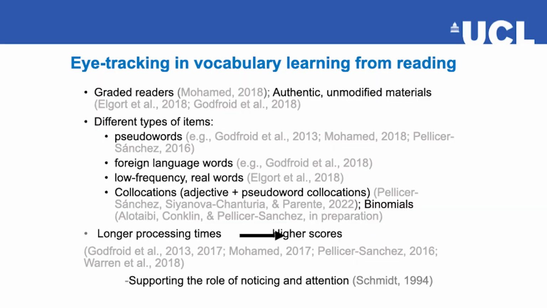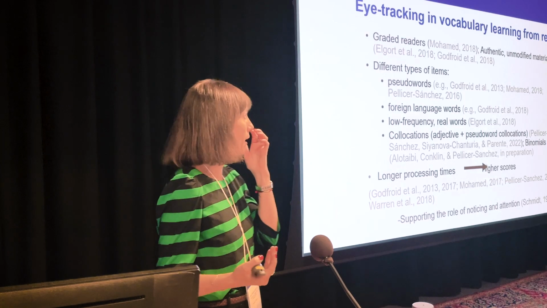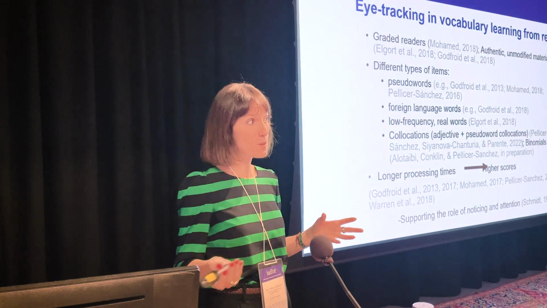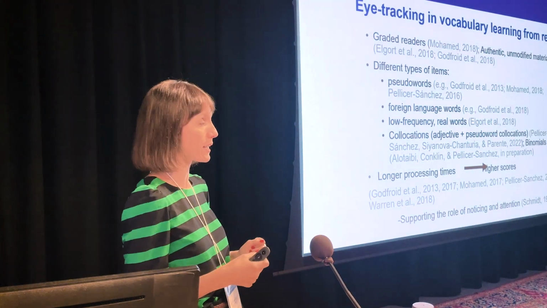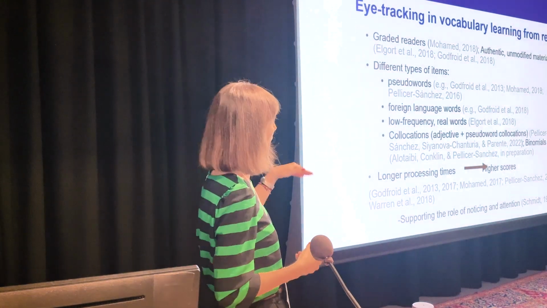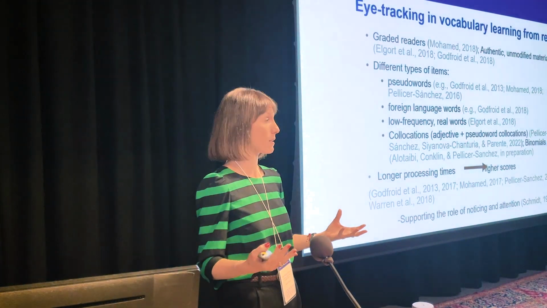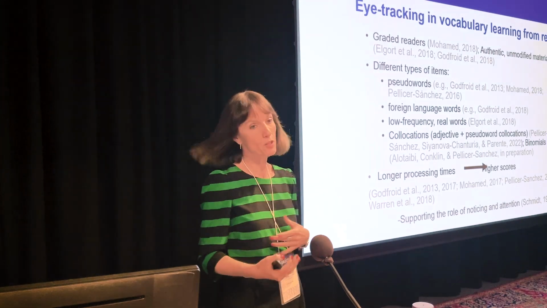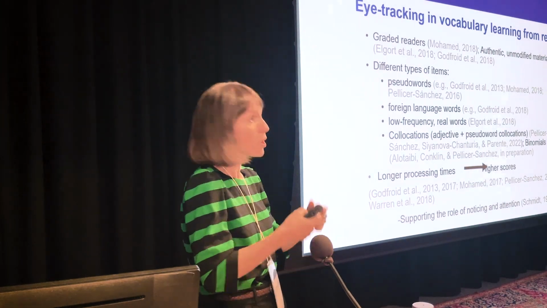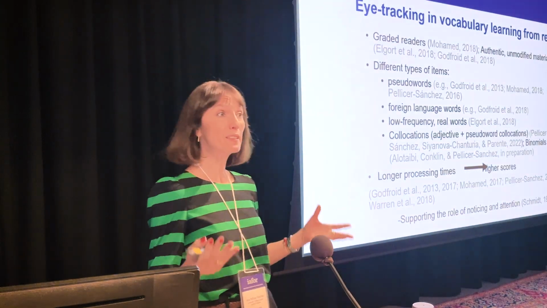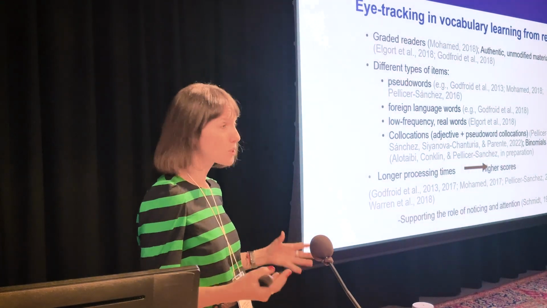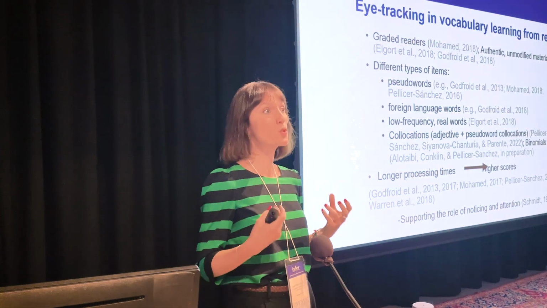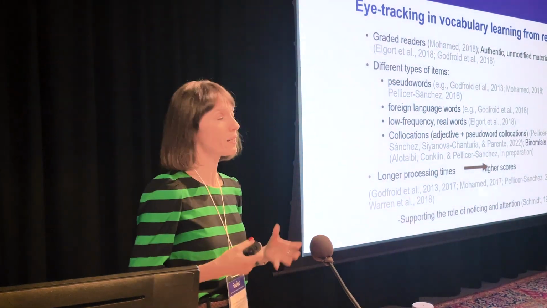So it's interesting because this pattern that I showed was actually confirmed in following studies that used different types of materials. In the study that I showed, we used a text that we constructed for the purposes of the research. But there are other studies with similar aims that have used different types of materials: graded readers, authentic and modified materials, different types of items, different types of words, even multi-word units, collocations, and the pattern seems to be the same. So it shows that it's a pretty robust pattern.